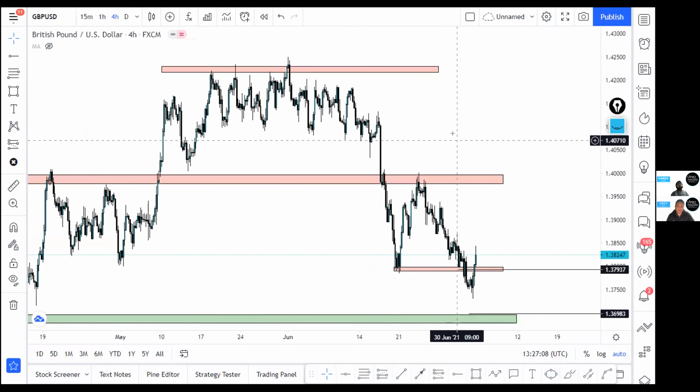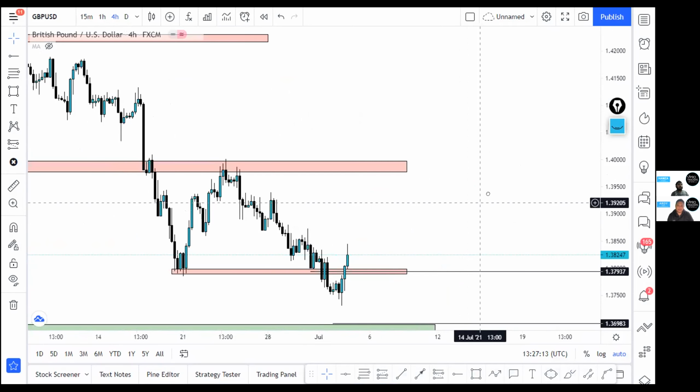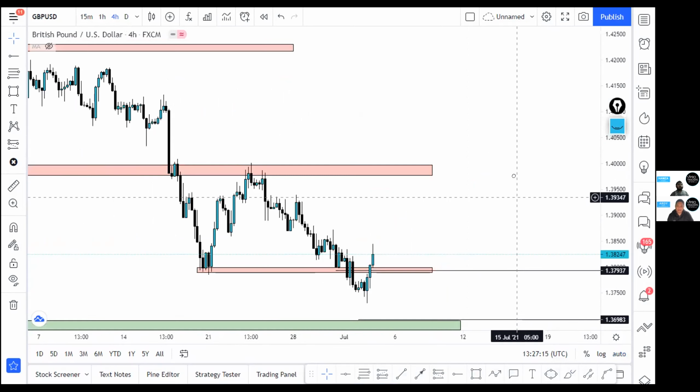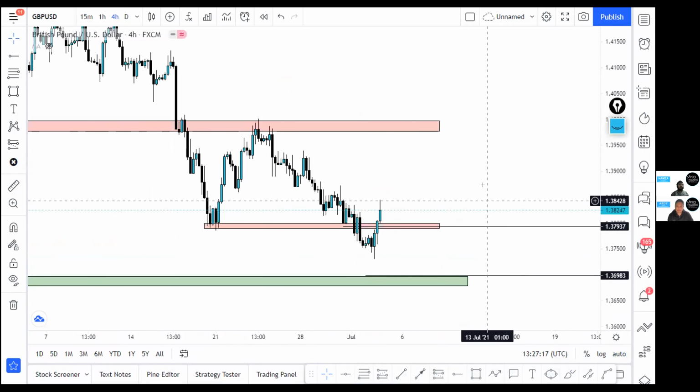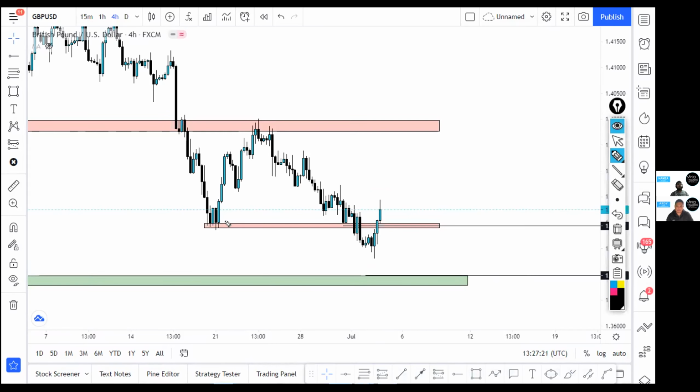Sorry, I'm just cutting you. This is the same scenario that we were just talking about on Aussie. As we can see, this was a support, price broke to the downside. Now it should act as a resistance, but if we close back to the upside.